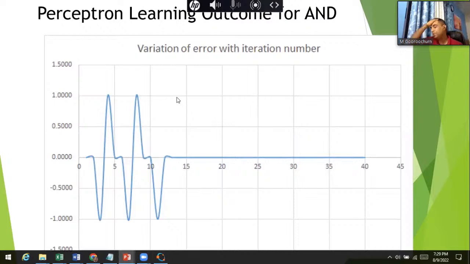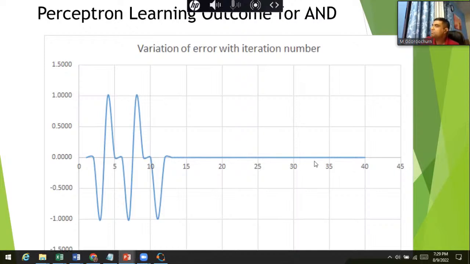Now, this graph is typical. This graph shows how the error changed as we were iterating continuously. We found that initially we were getting some errors, which were -1, +1, but at some point after around 12, 13 iterations, the error started becoming 0 constantly.